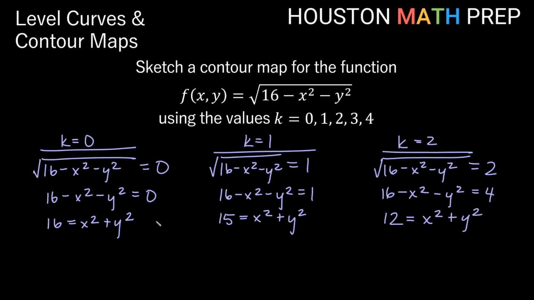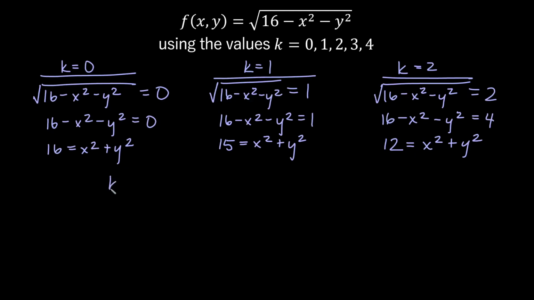So you might see kind of a pattern here, right? We started with a circle of radius 4, centered at 0, 0, and you can tell as our level curves get higher and higher values, we seem to be getting a little bit smaller radius with each one. Let's go ahead and work out the last two. So we'll have k equal to 3 then.